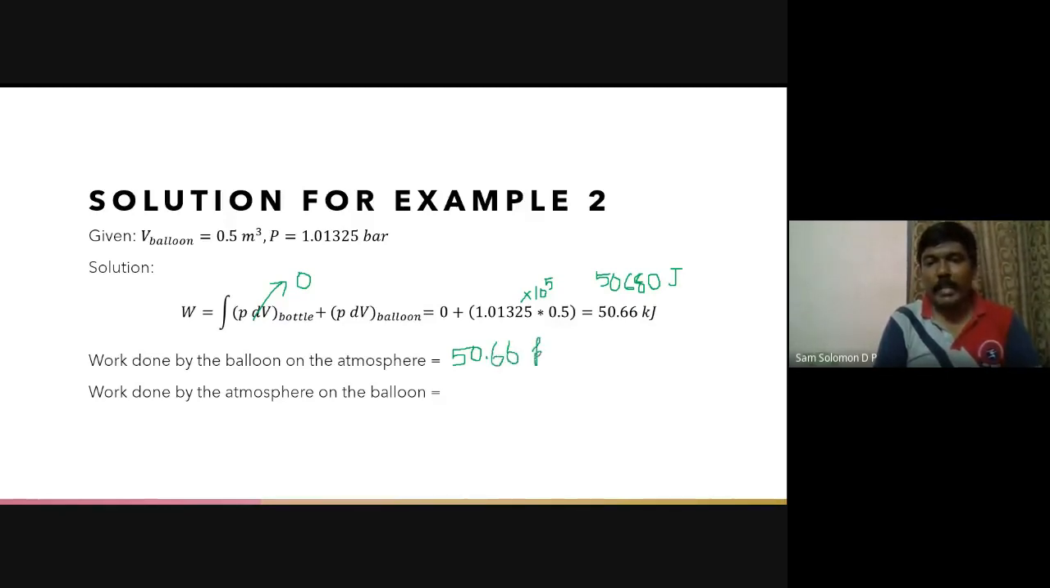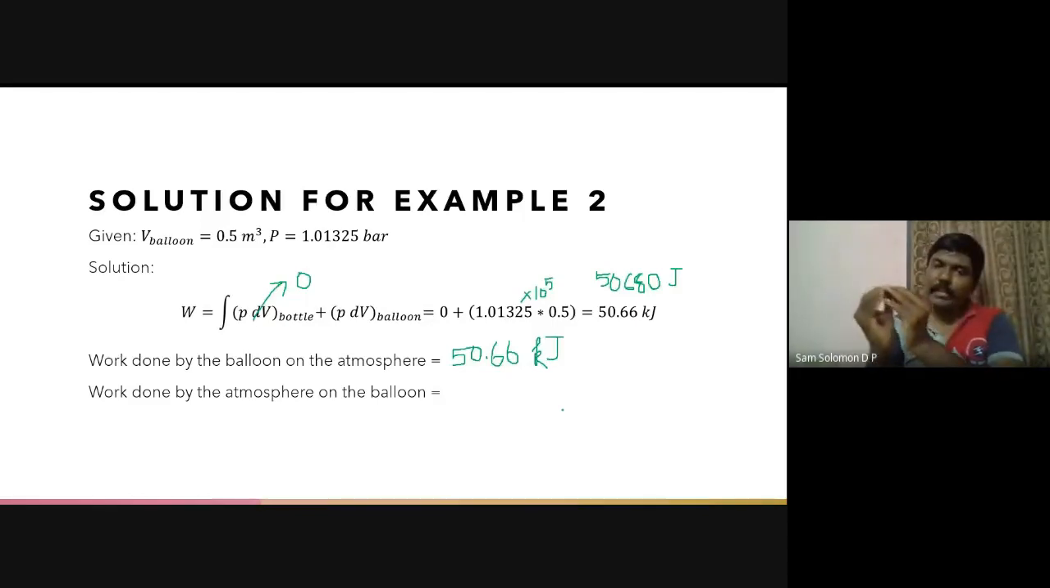So what would be the work done by the atmosphere on the balloon? If the balloon is pushing the atmosphere in the outward direction, there will be some resistance by the atmosphere over the balloon, that the balloon should not expand. Whenever you have a force, there will be an opposing force. Similarly, when the balloon is doing some work on the atmosphere, the atmosphere will be counteracting that. So the work done by the atmosphere on the balloon will be equal but opposite, which means it is minus 50.66.